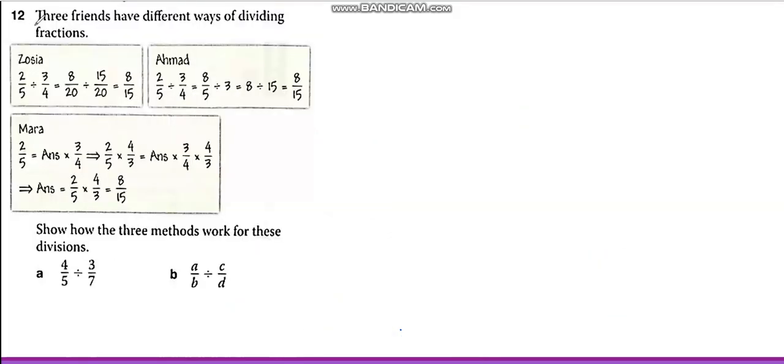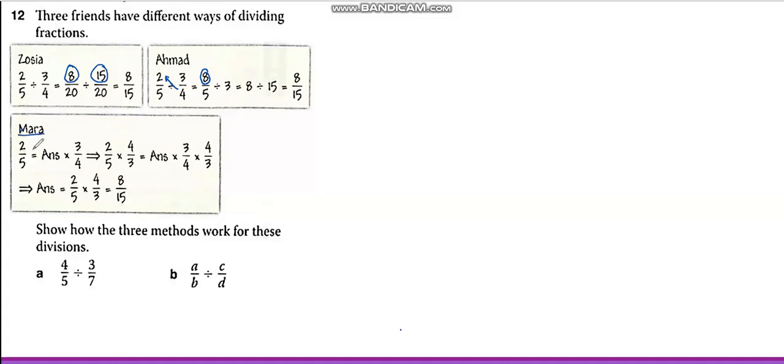In question number 12, it says 3 friends have different ways of dividing fractions. Zosia is dividing 2/5 by 3/4. She first writes the equivalent fractions, making the denominators the same, and then she divides the numerators. Ahmed is cross multiplying: he multiplied 2 with 4, got 8, and then divided the fraction 8/5 by 3.